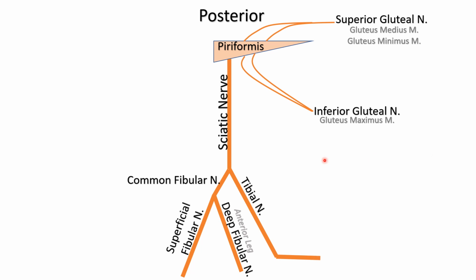leg. Okay, the tibial nerve goes down the posterior leg. This will be seen with the posterior tibial artery. It will continue to the sole of the foot, where it branches into your medial and lateral plantar nerves.